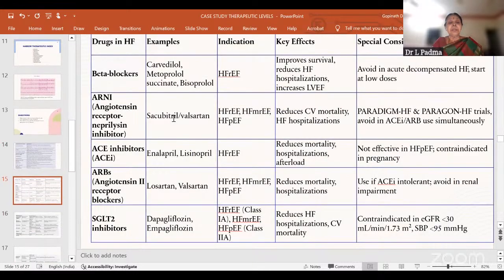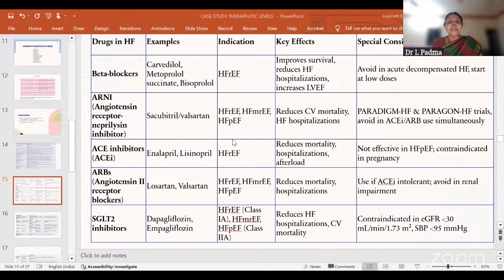So, which are the main drugs used in CHF? The anti-mortality drugs are beta blockers, ARNI, SGLT2 also is one of the main drugs nowadays, ACE inhibitors and ARBs. So all of you know all these things. I'll just tell the key effects. They improve the survival rate and reduce the hospitalization, and increase the ejection fraction. Beta blockers are avoided in acute cases.